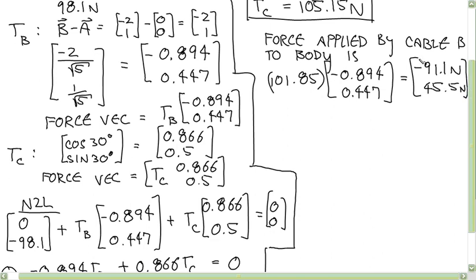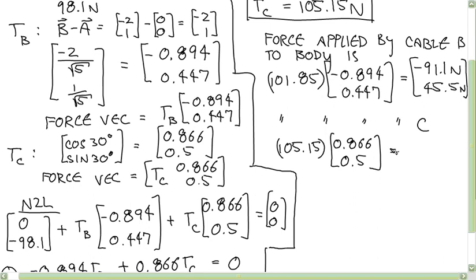Okay, so that's the force vector applied by that cable, and then the force applied by cable C is 105.15 times the unit vector 0.866.5, and what do you get there? Oh, really? No. Maybe that's... Yeah, that is true. Yeah, right. It has to be the same. You're right. Yeah. And then 52.6.